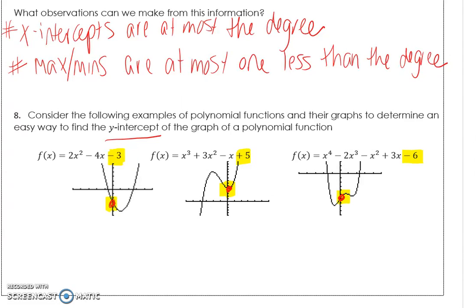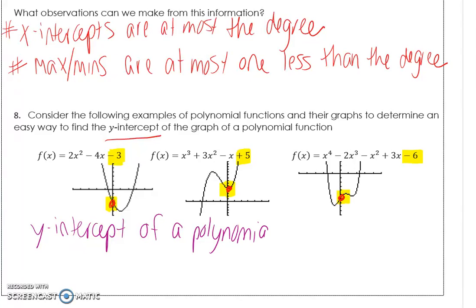-6, -6. So the y-intercept of a polynomial is the constant at the end.